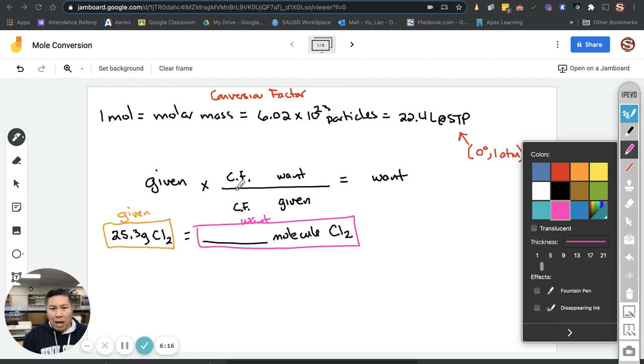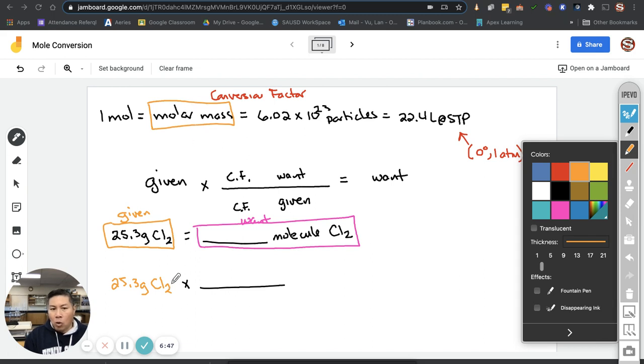Okay. So now all we're going to do is rewrite this. I'm going to rewrite the given. So the given is going to be 25.3 grams of chlorine gas. Then I'm going to do this middle part right here, which is the conversion factor. Okay. Now what I'm going to do is go up to this conversion factor list, and I'm going to find the given unit. The given unit is grams, which means it's going to be the molar mass. Now, notice in the molar mass, I don't have the number, right? So I have to calculate the molar mass.